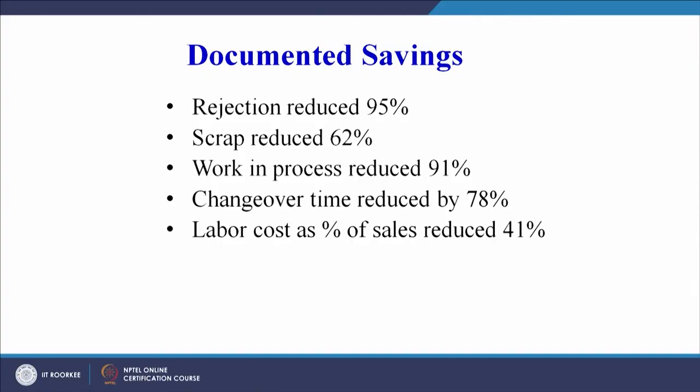So this is the documented savings as per the case we have taken. The rejection was reduced by 95%, scrap was reduced by 62%, work in process was reduced by 91%, changeover time was reduced by 78%, and labor cost as percentage sales reduced by 41%. So you can see that these are the savings that have been done. So labor was saved, changeover time got reduced, work in process got reduced, scrap was reduced, rejection was reduced, which means the overall quality of the product also improved. And if the quality is improving, the customer will be more satisfied and the brand name of the company will also be higher in the eyes of the customer.